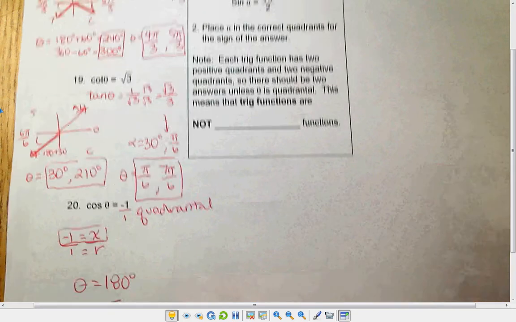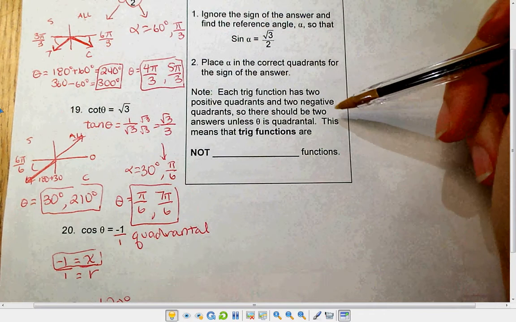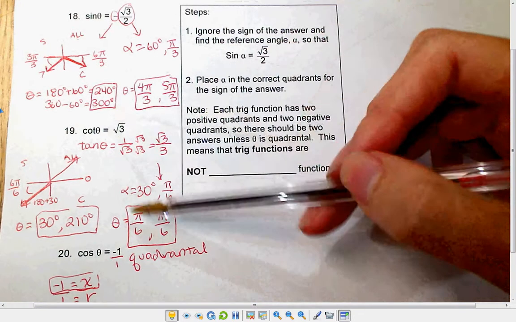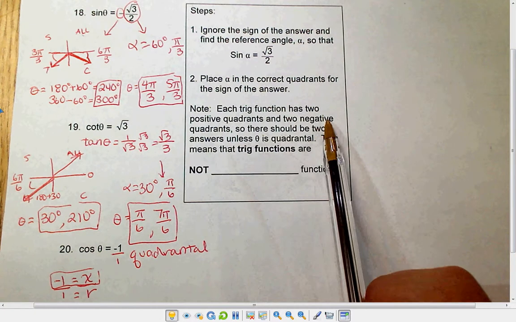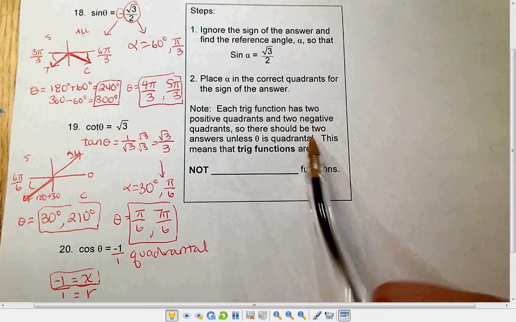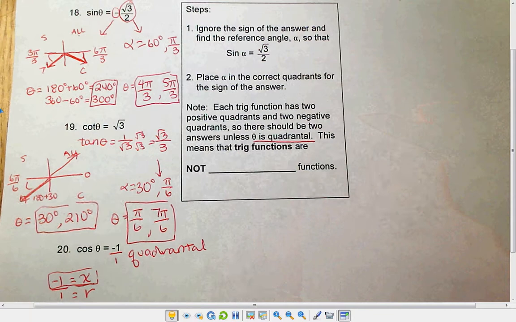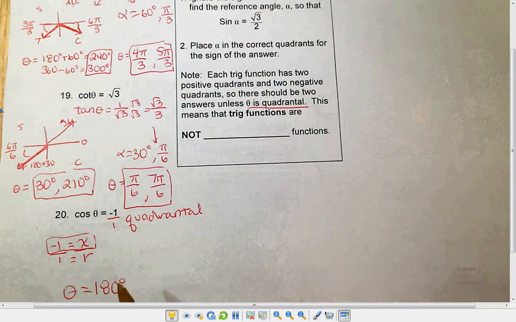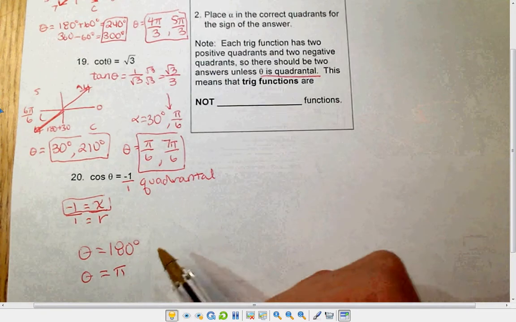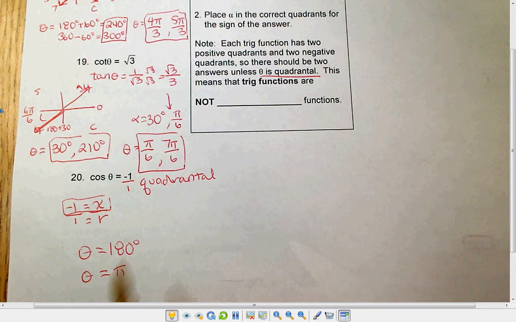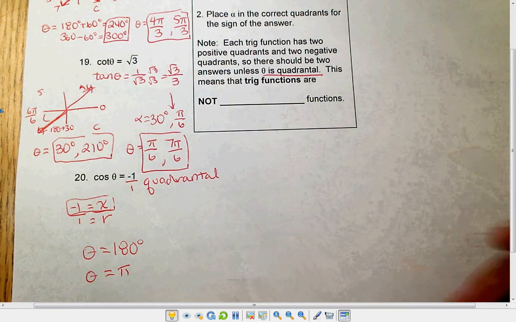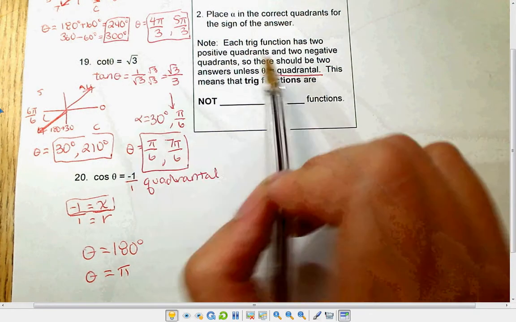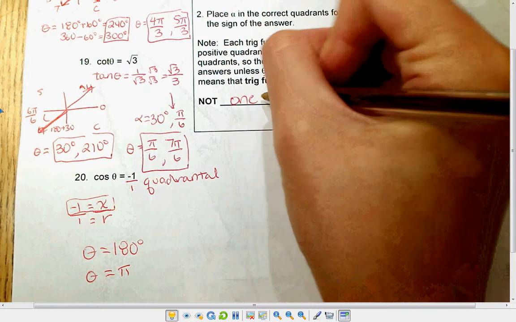Okay, so note that for each of our trig functions, there's going to be 2 positive quadrants and 2 negative quadrants. So there should always be 2 answers unless it's quadrantal. When it's quadrantal, there could be 1 answer, there could be 2 answers, we don't know. It really depends on what it's telling us. Because trig functions could have more than 1 answer, this is not a 1-to-1 function.